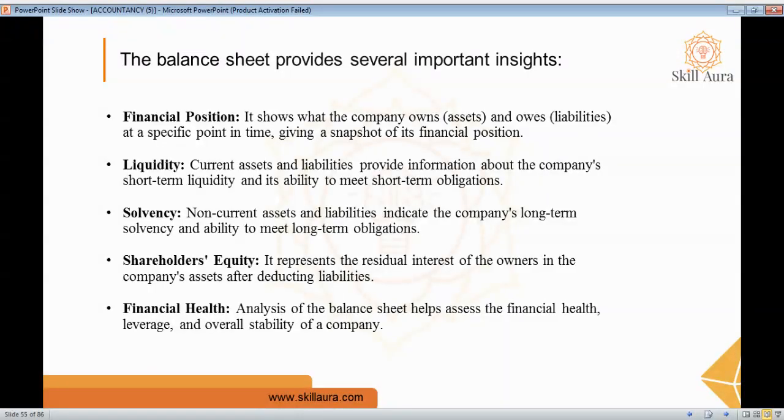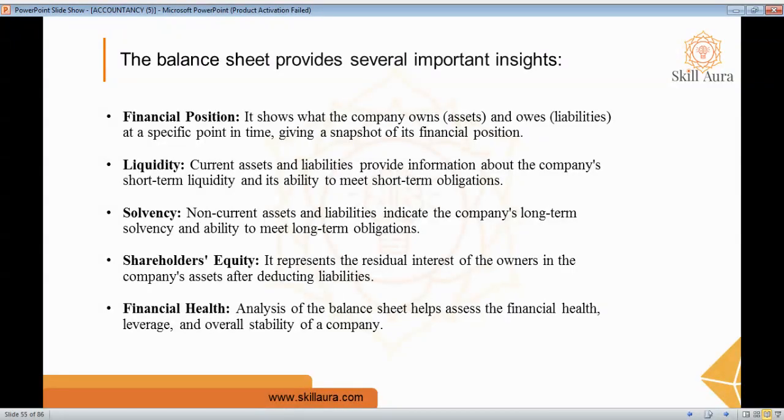The next one is liquidity. It's nothing but the ability of an individual or a company to convert assets into cash quickly. So here, cash as a current asset and liability provides information about the company's short-term liquidity and its ability to meet short-term obligations. Solvency is the opposite of liquidity: it is the ability of an individual or a company to meet its long-term obligations. It indicates whether a person or a company has enough assets to cover its debt or liabilities.